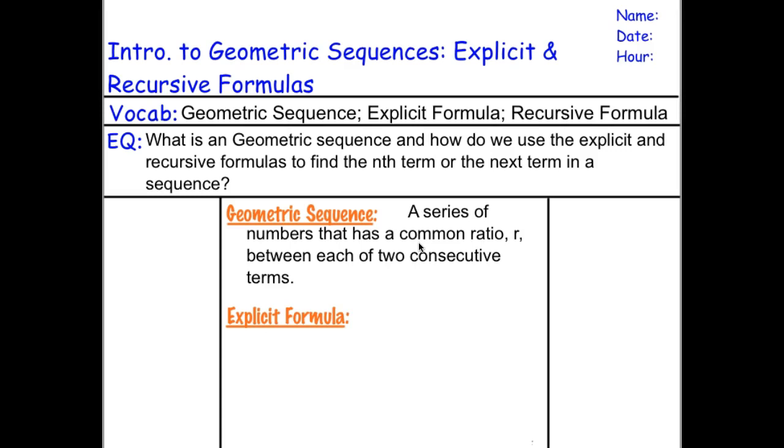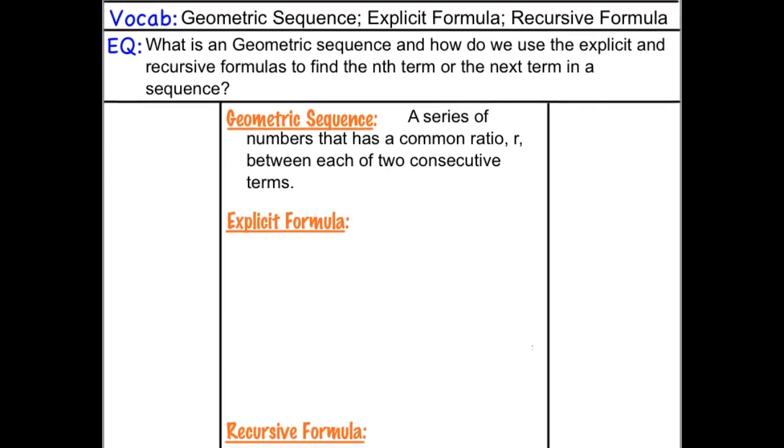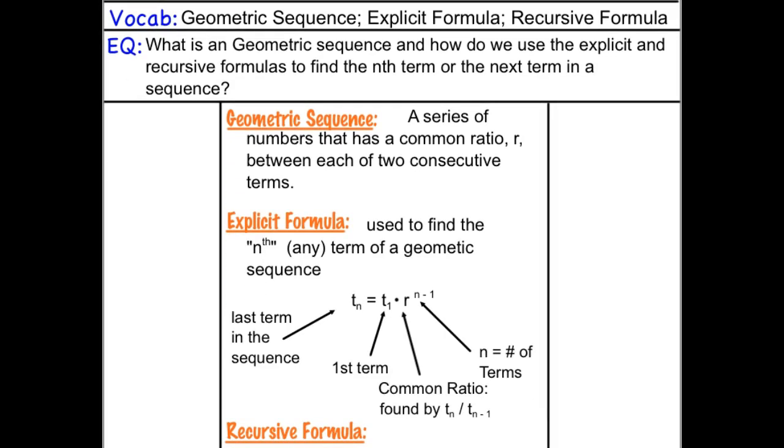Then we need to recall the explicit formula, which is used to find the nth term of any geometric sequence. t sub n is the last term in the sequence, t sub 1 is the first term, r is the common ratio, t sub n over t sub n minus 1, and n equals the number of terms. So your formula is t sub n equals t sub 1 times r to the n minus 1 power. Make sure you note that this is an exponent, not r times n minus 1.